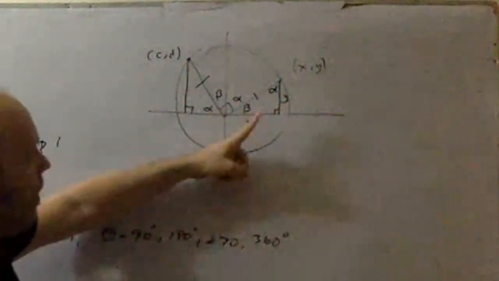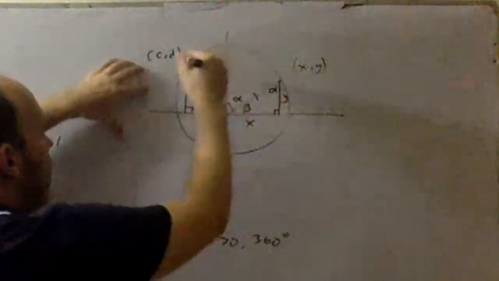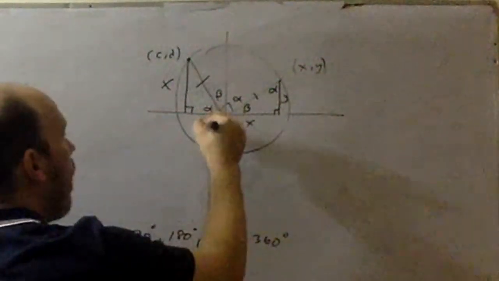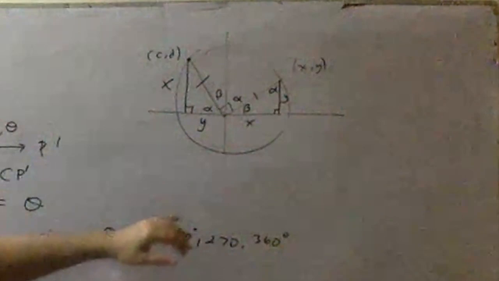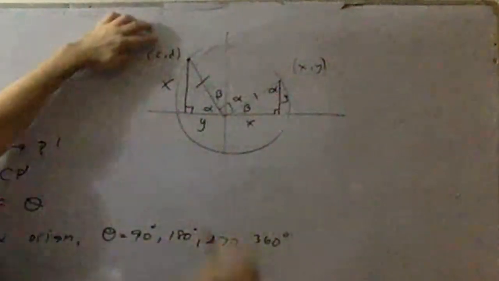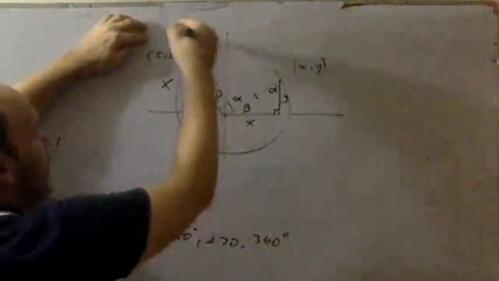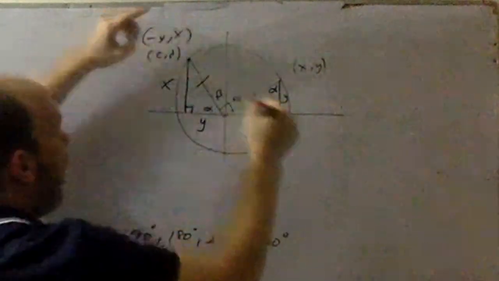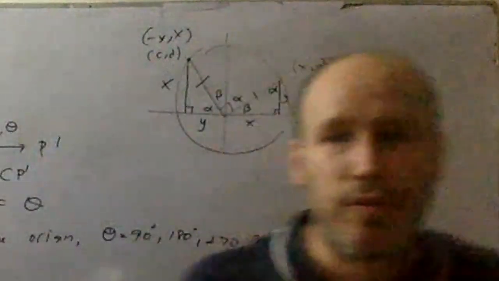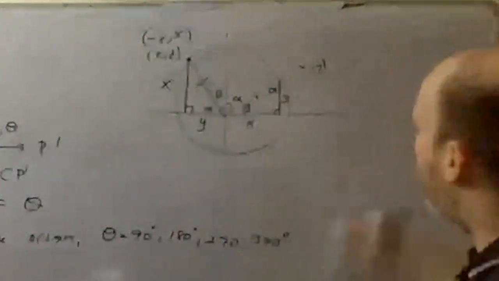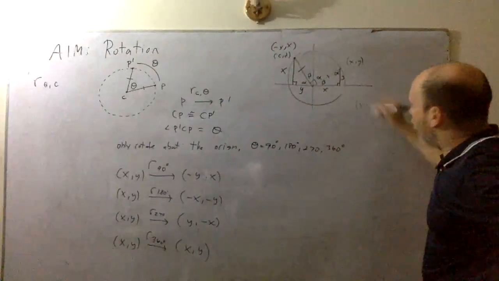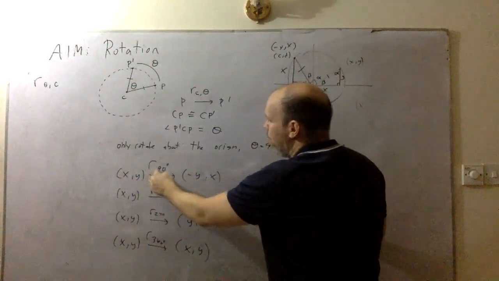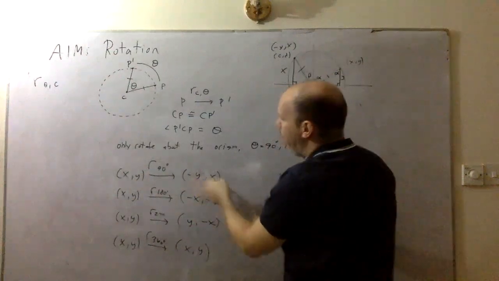Once again, in this circle, this becomes x, and this part here becomes y. So the question is, what are these coordinates? The height is x, this is negative y, and hence we just proved that when you rotate (x, y) 90 degrees, the result is (-y, x).